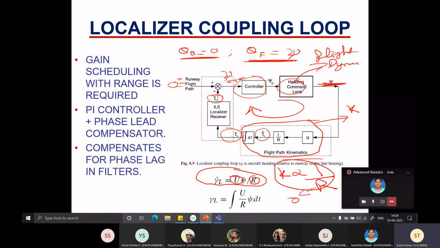So this particular thing is called gain scheduling. You are scheduling the gain because it's no longer a fixed thing. It all depends on the distance from the touchdown. So that's why the design of the ILS autopilot is a very tricky thing.